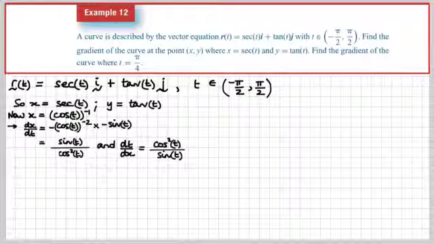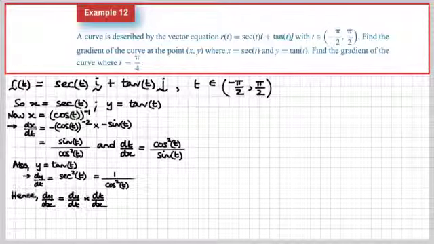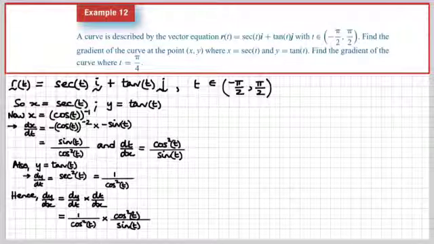Okay, now we'll do the same thing with y. We'll get dy/dt, that'll be sec squared t. Now, we're set up now, 1 over cos squared t, therefore dy/dx is dy/dt times dt/dx by the chain rule. And what are we going to get out of this?